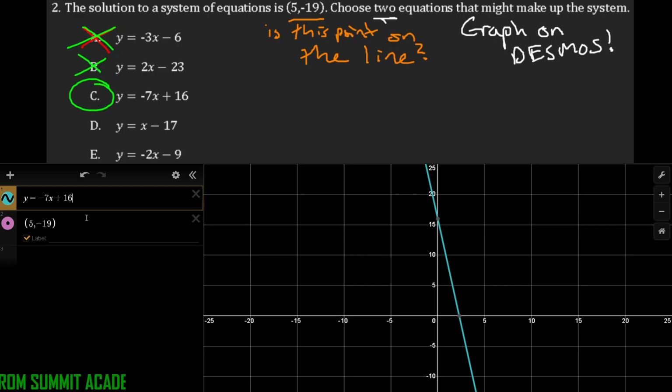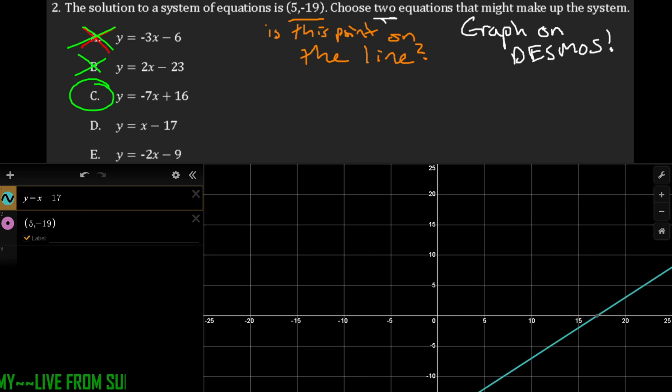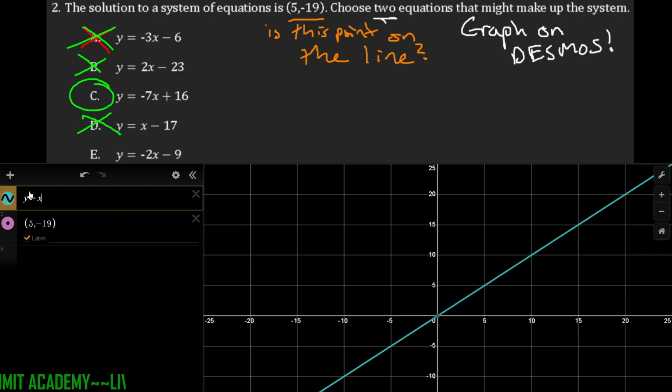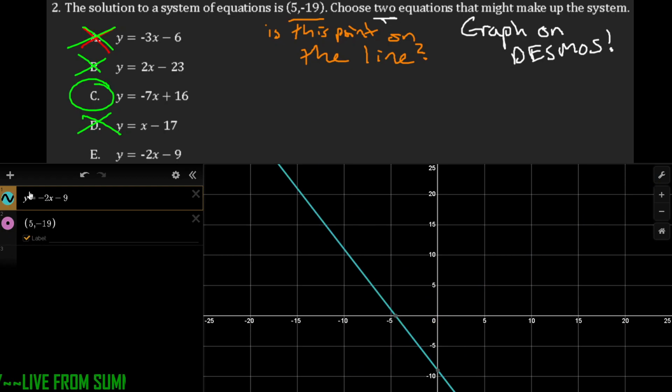Keep going for part D, or equation D, I should say. I have x minus 17. We're going to say no for that one. So we're going to say no, it is not a solution. And for the last one, we have negative 2x minus 9. That one is a solution. So again, notice how each of those graphs are different, but I can say if that point is on the line, it is a solution.